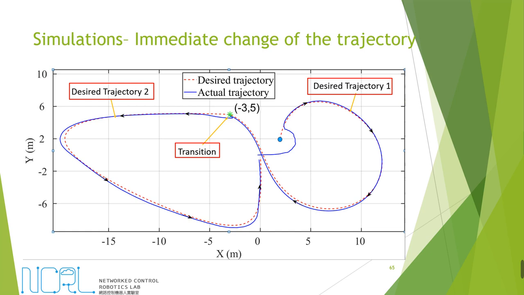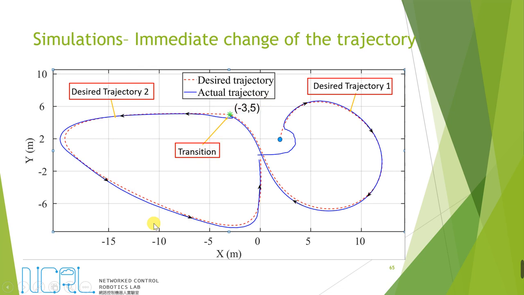So this is the first trajectory, and because of some urgent event, the leader switched to a second trajectory. And here, this green dot is the transition point. So even without communication, the leader can switch to any trajectory if you want.